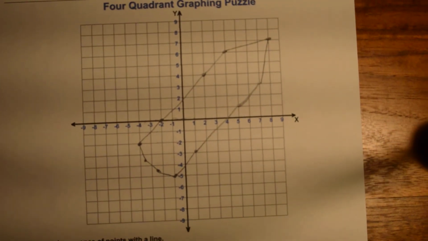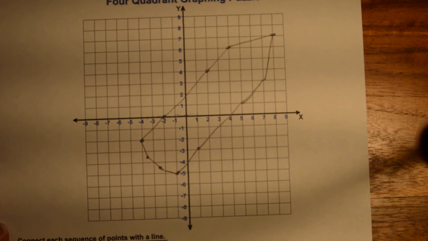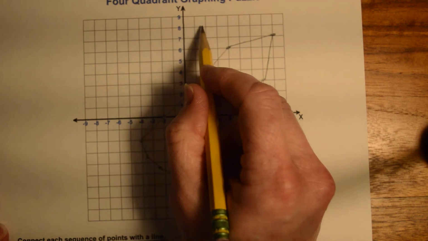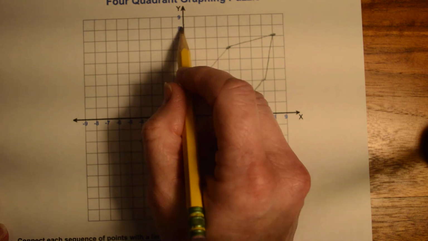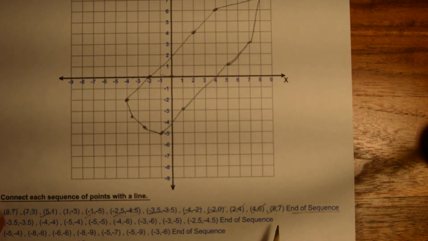All right. Now, here are some mistakes that people make. Let's say, for example, when it says 8, 7, sometimes people go up first and then over. Don't do that. Don't go up to 8 and then over to 7, because remember that first coordinate in the ordered pair is X first and Y first.